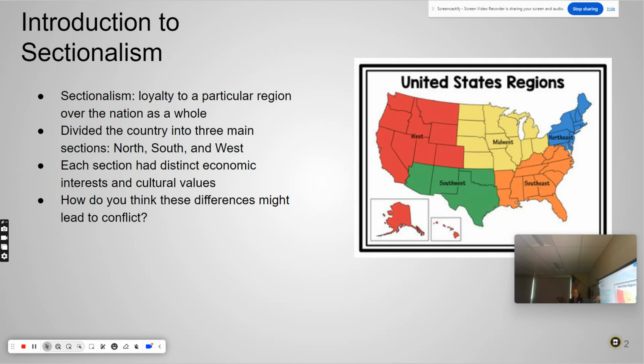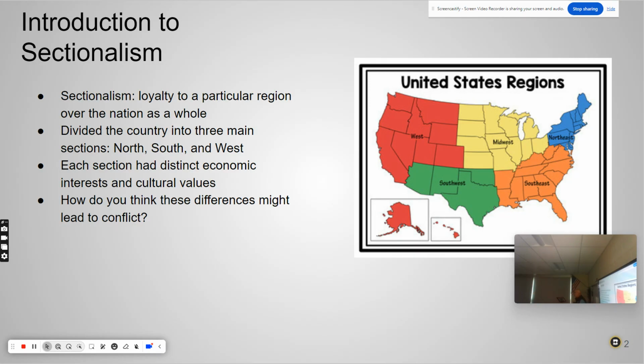As we said, we divided the country into three main sections: north, south, and west. In 1825, the three sections are going to be here, here, and here. North, south, west. In 1820, each section had distinct economic interests and cultural values.